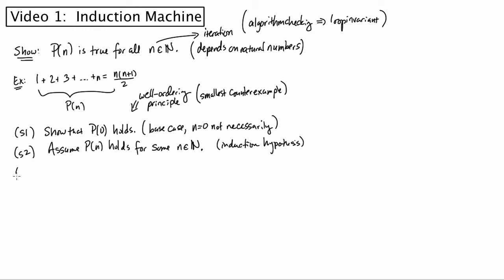And then the final step in this result is, okay, if it works for some arbitrary number of n, show that I can run it through one more time and get the n plus first step. So in other words, I want to show that P of n plus 1 holds.